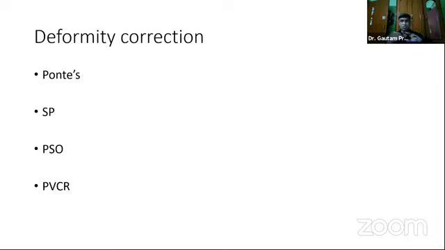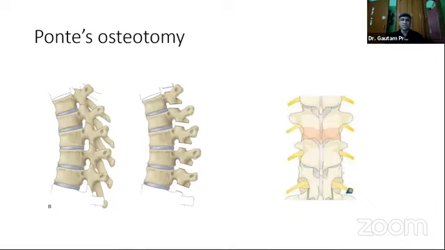And when we talk about deformity correction, there are various correction methods one applies. The basic one is the Ponte osteotomy, in which a facet excision on either side is done, and gradual correction of around 7 to 10 degrees of kyphotic deformity is achieved at each level.